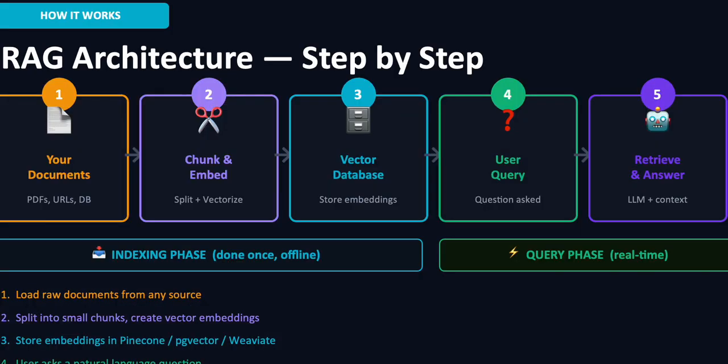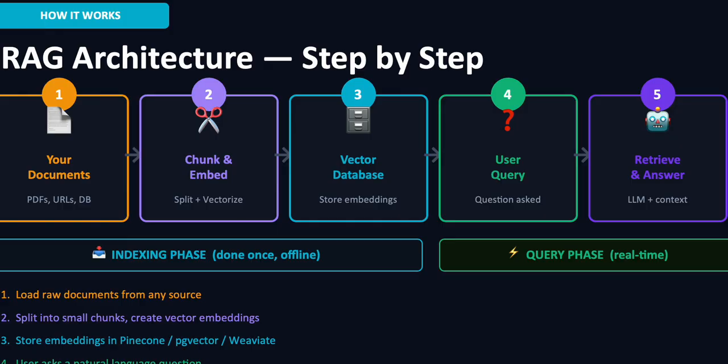Now, how RAG works. Let me show you exactly how RAG works behind the scenes, step by step. So now step 1, you see here your documents. You have PDFs, Word docs, websites, database records. Basically any text data you want AI to know about. Let's say it's your company's employee handbook.